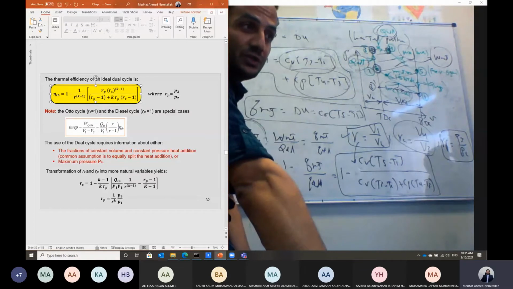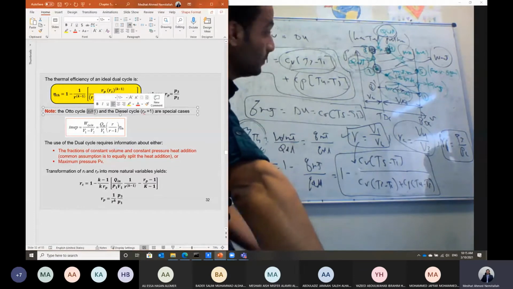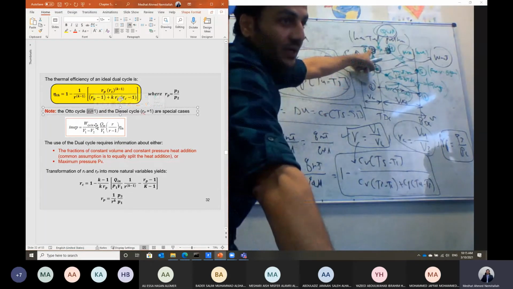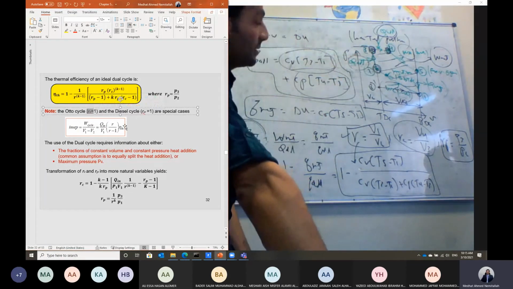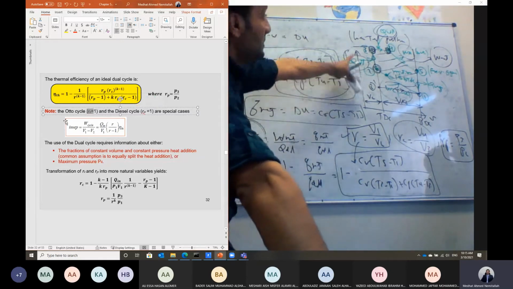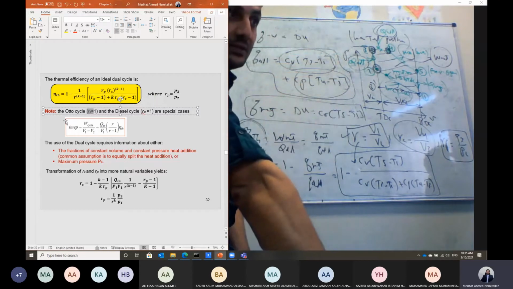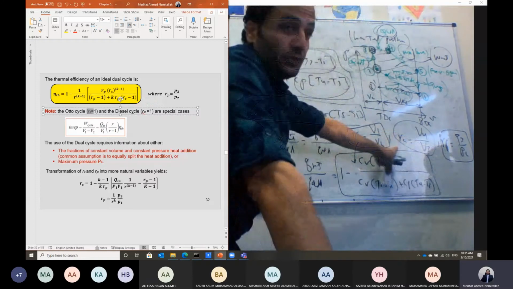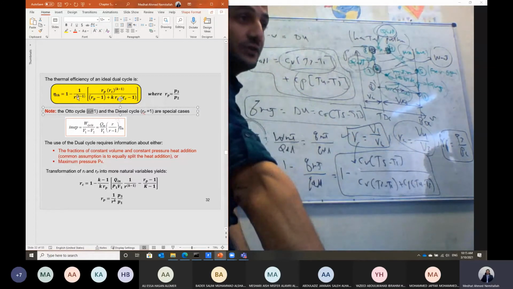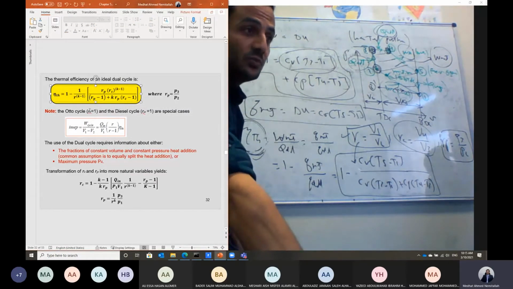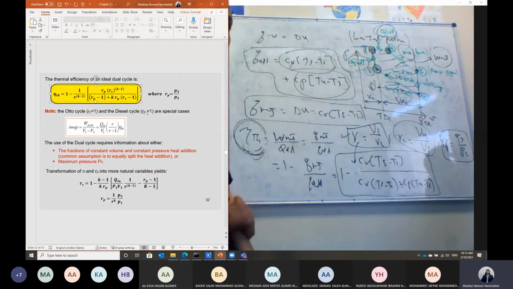If we have the cutoff ratio equal to 1, that means point 4 is the same as point 3. And also we have the pressure ratio rp equal to 1. So in this case, this will be the special case where we head back to the Otto cycle. So if the pressure ratio is 1 and the cutoff ratio is equal to 1, then we get back the definition of the Otto cycle. That means the efficiency of the dual cycle will equal the efficiency of the Otto cycle if the cutoff ratio is equal to 1 and the pressure ratio is equal to 1.